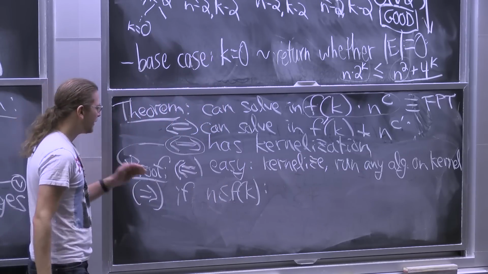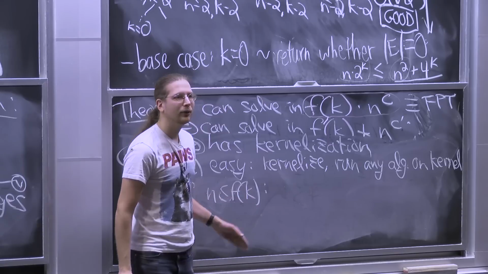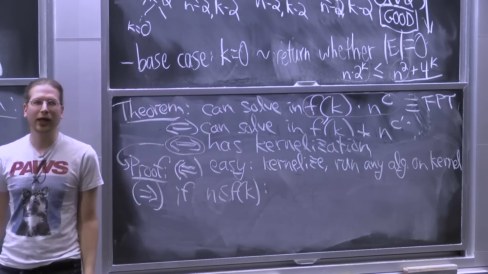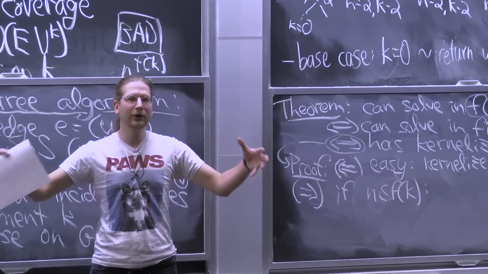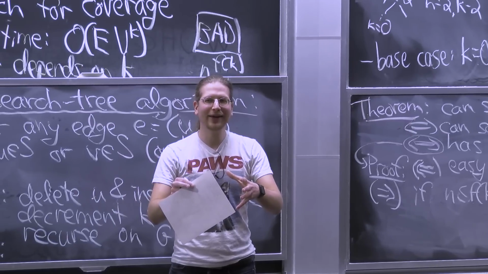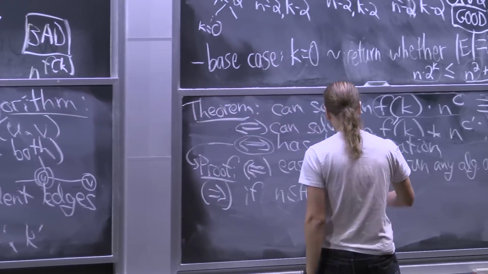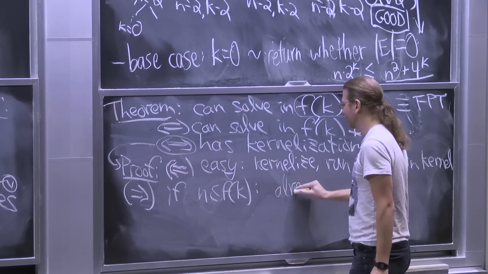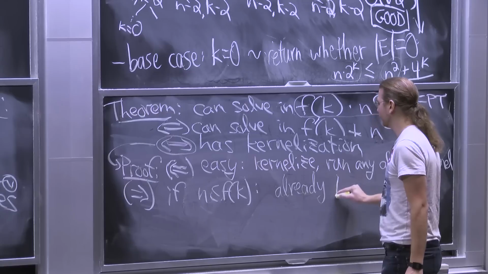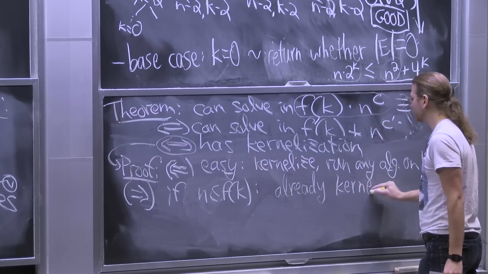So the first case, if n is at most f of k, what do I do in that situation in order to kernelize this thing of size n? I want to kernelize into something of size f of k. Nothing. I'm done already. So this is the already kernelized case. That's great.